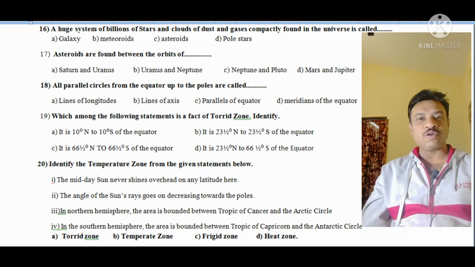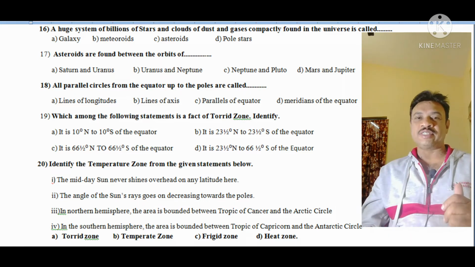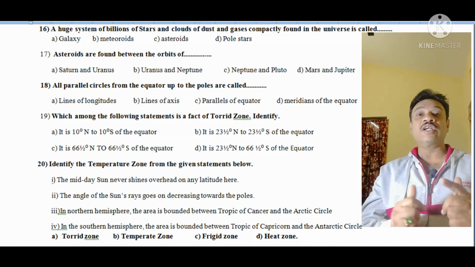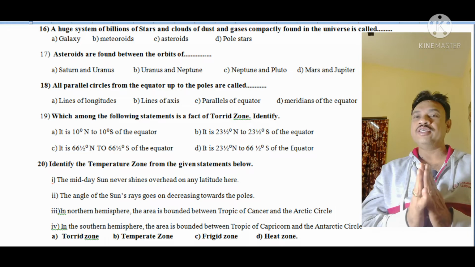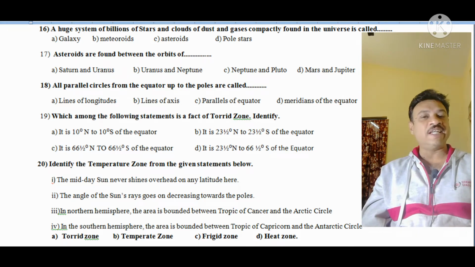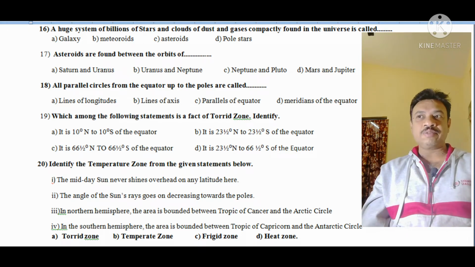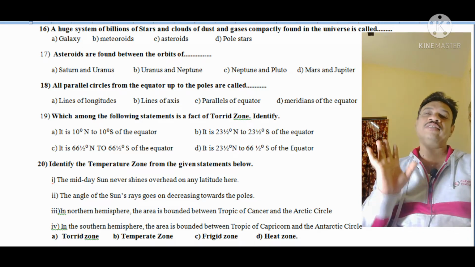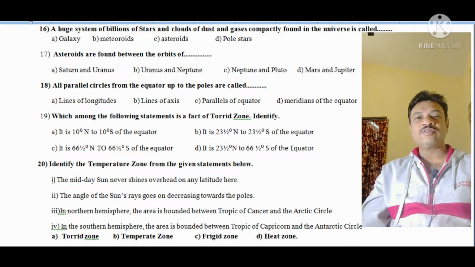Lines of longitude? No. Because longitudes and meridians are the same, they move from north to south in a vertical way, not in a horizontal way, so that is impossible. Lines of axis is also an incorrect option, and parallels of equator is the only option that fits here, so you should pick C as your correct option.